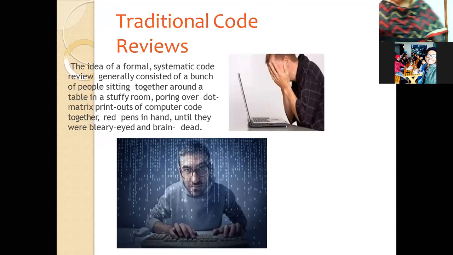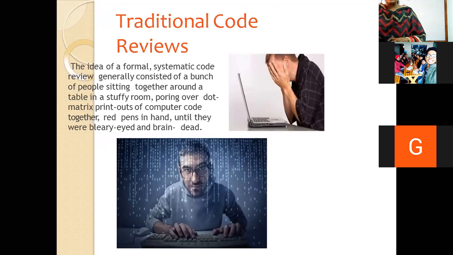Traditional code reviews. The idea of formal systematic code review is generally considered to be a bunch of people sitting together around a table in a stuffy room, poring over dot matrix printer output of computer code together, red pens in hand until they were bleary eyed and brain dead. Earlier, the traditional way of code review was taking a printout of the code and marking where there is an error in that code with the red pen. That was the approach used by the traditional code reviewers.